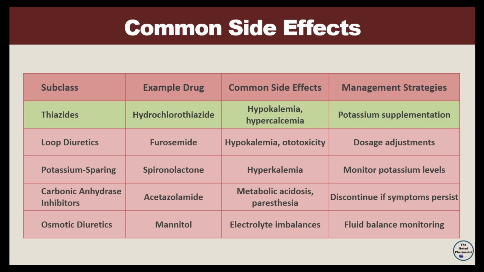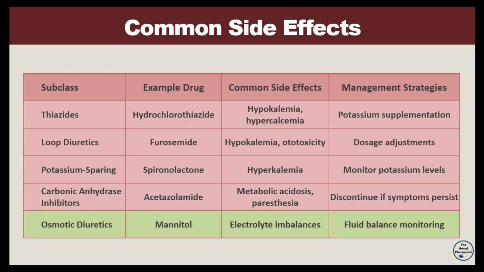Thiazides, such as hydrochlorothiazide, frequently cause hypokalemia, hypercalcemia, and hyperuricemia, with potential management including potassium supplementation or dietary adjustments. Loop diuretics like furosemide often lead to electrolyte imbalances, including hypokalemia and hypomagnesemia, alongside ototoxicity, which can be managed by dosage adjustments. Potassium-sparing diuretics, such as spironolactone, carry a risk of hyperkalemia, necessitating close monitoring of potassium levels. Carbonic anhydrase inhibitors, exemplified by acetazolamide, may cause metabolic acidosis and paresthesia, managed by discontinuing the drug if symptoms persist.